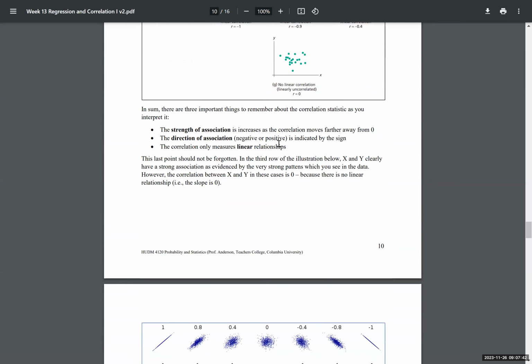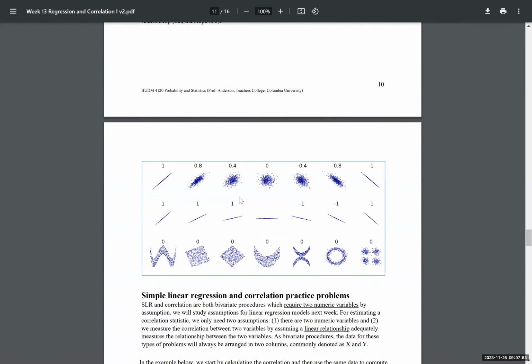And again, I've said it over and over. We must remember that the correlation measures only linear relationships. So this last graphic drives that point home. So again, if you're at a 1 or -1, the slope can be anything, but it's a perfect relationship.